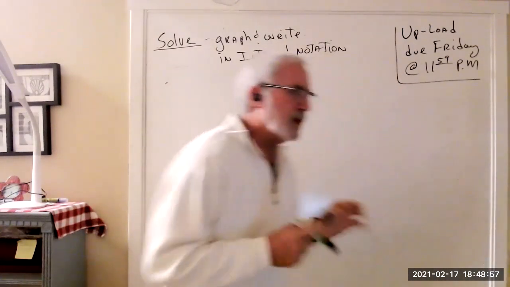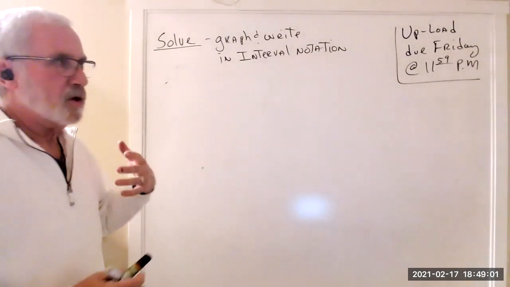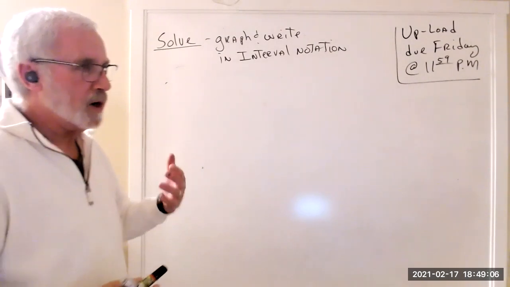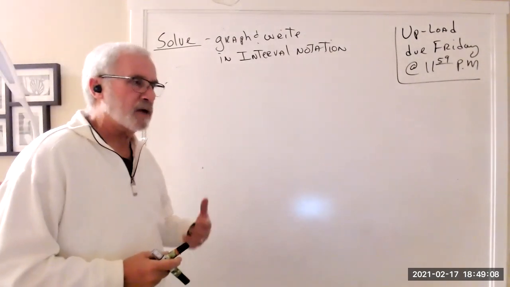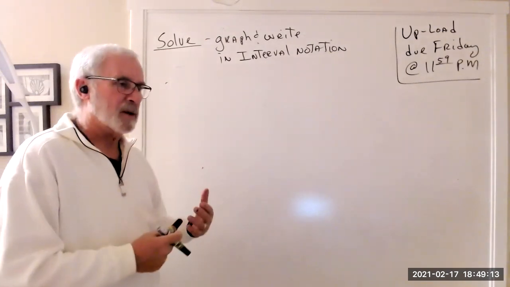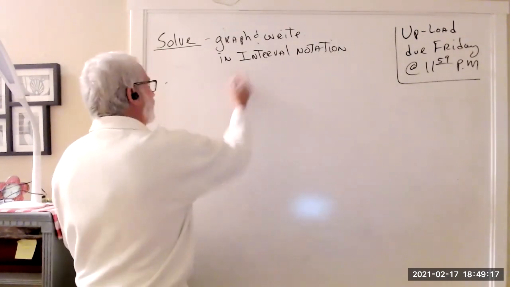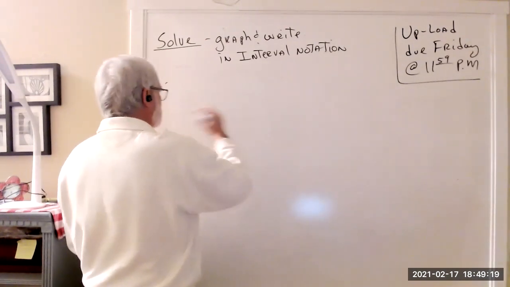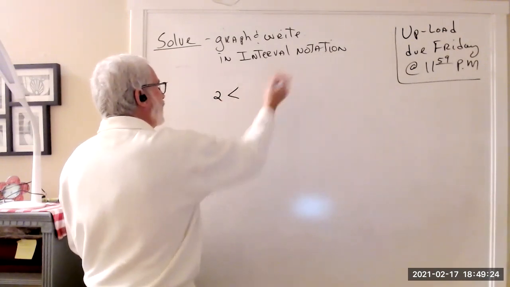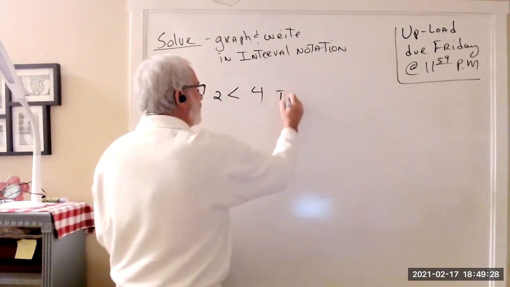Math, believe it or not, is a philosophy. Math says if you start with something that's true, whatever you do to it, you can't change it from a true statement to a false statement. That's why, if you start with, I don't know, 2 is less than 4, well, that's a true statement.